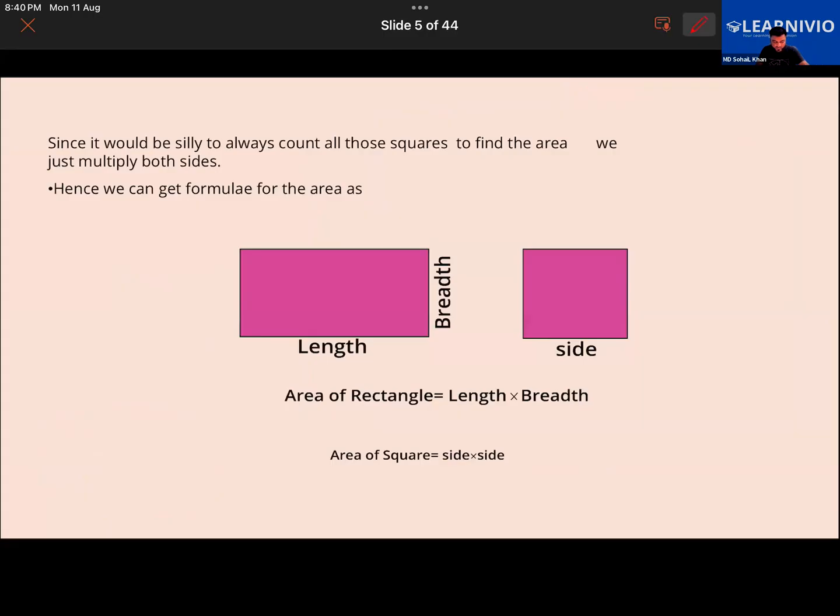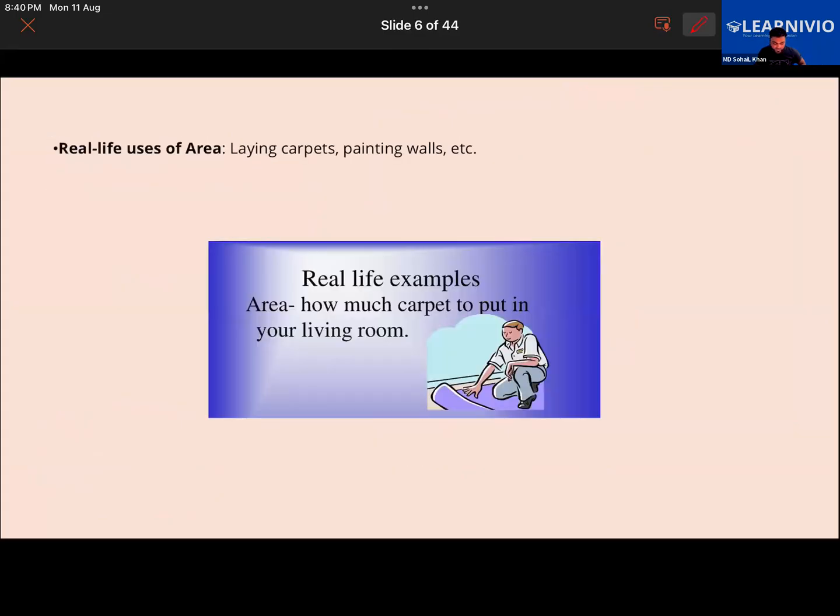Exactly. So we have two different formulas for different shapes. If a figure happens to be a square where all the sides are equal in length, we will basically multiply the two sides together. Even in the case of a rectangle, although the length and breadth are different, we will be multiplying them. So that is how we get it.